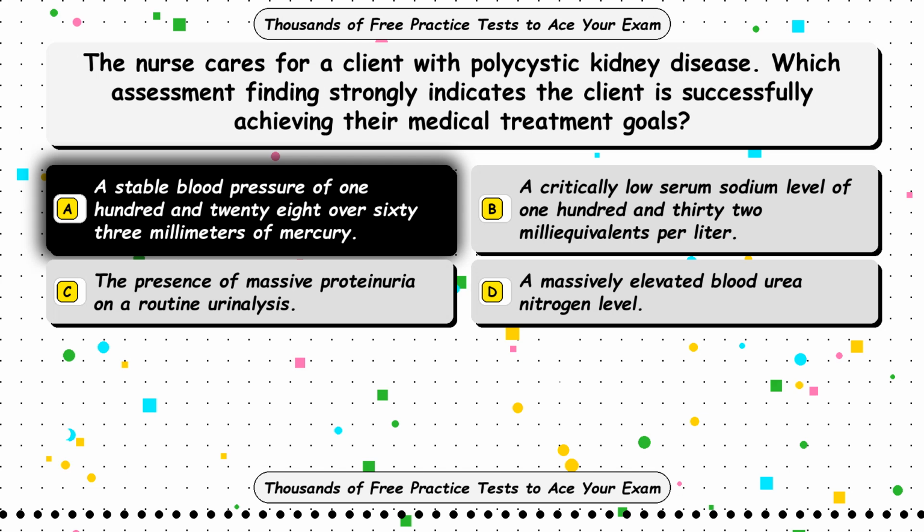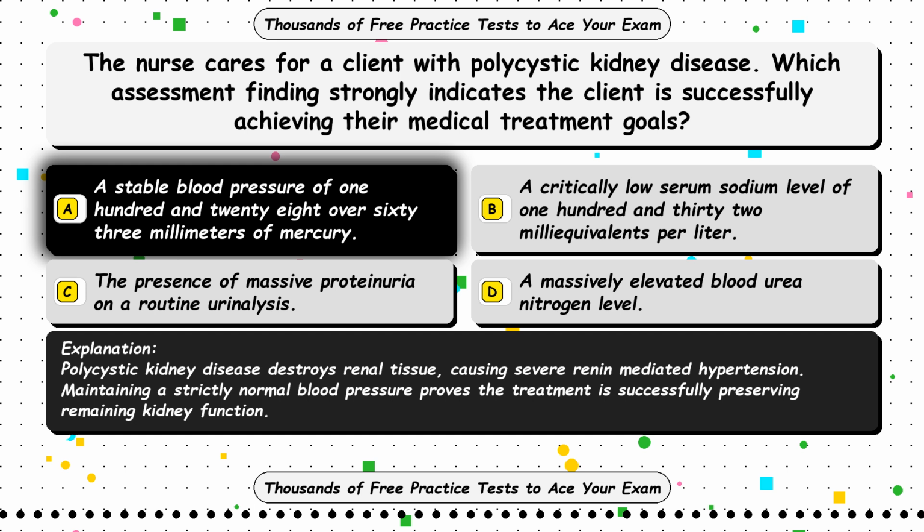The correct answer is option A. A stable blood pressure of 128/63 mm of mercury. Polycystic kidney disease destroys renal tissue, causing severe renin-mediated hypertension. Maintaining a strictly normal blood pressure proves the treatment is successfully preserving remaining kidney function.